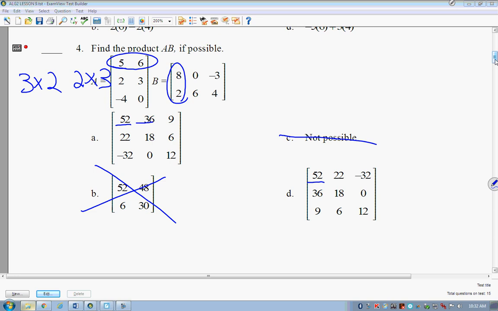So let's go to this one right here, because there's a difference. Rather than making you do all of them, what am I actually doing here? The position is first row, second column. So I need 5 times 0 plus 6 times 6. Well, what's 5 times 0? 0 plus 6 times 6. Has to be A.